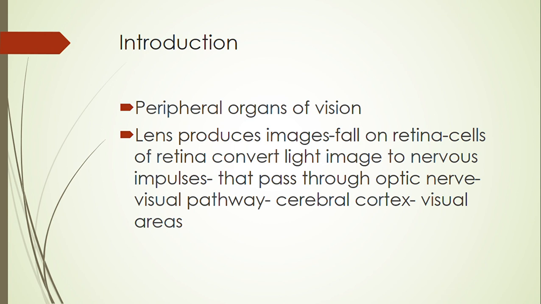How does vision occur? The lens present in the eyeball produces the image, which falls on the retina. The retina is the innermost layer of the eyeball. The retinal cells convert the light image to nervous impulses that pass through the optic nerve, which emerges from the retina, and continue through the visual pathway to reach the visual areas of the cerebral cortex, to interpret the image we are seeing. That is the route or passage of vision.